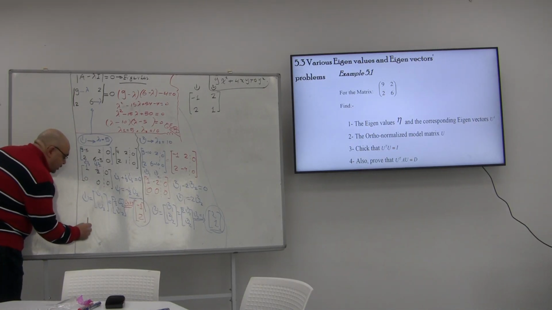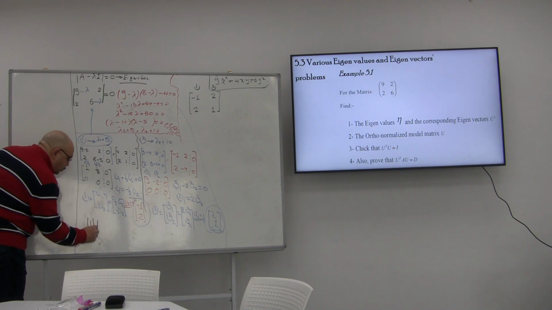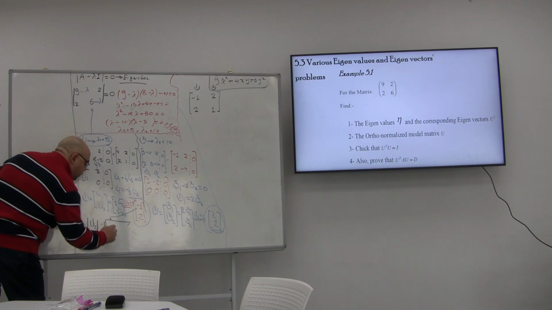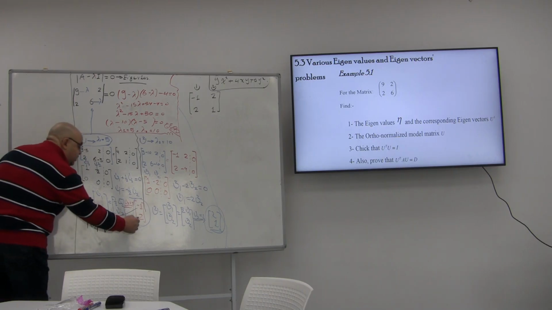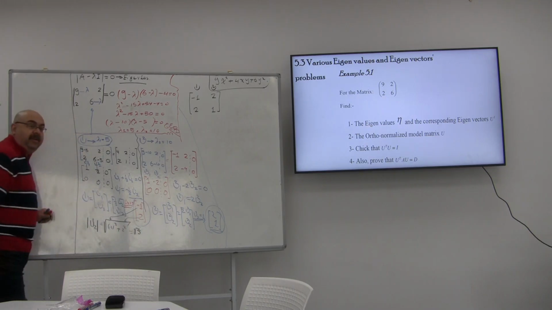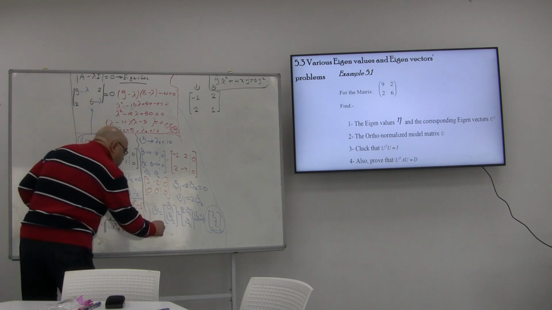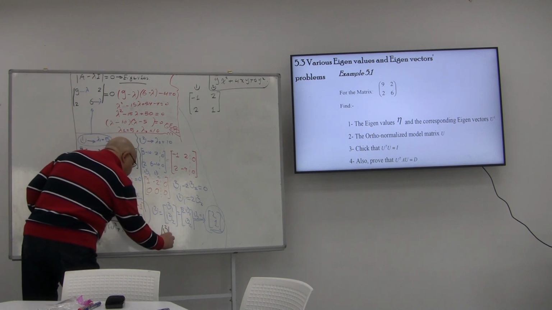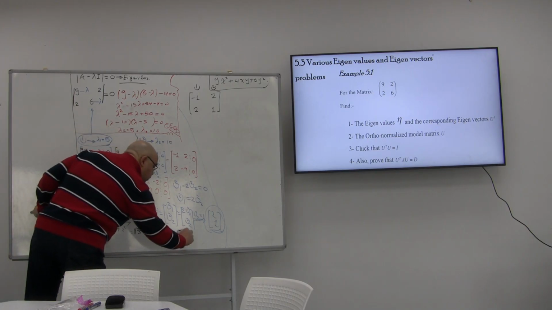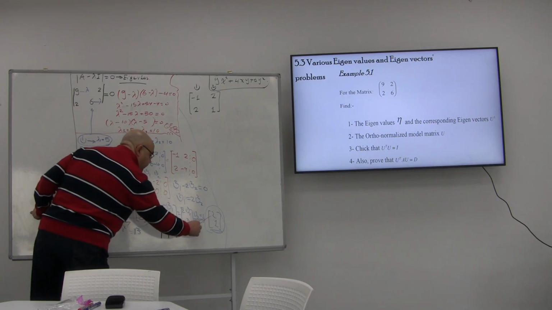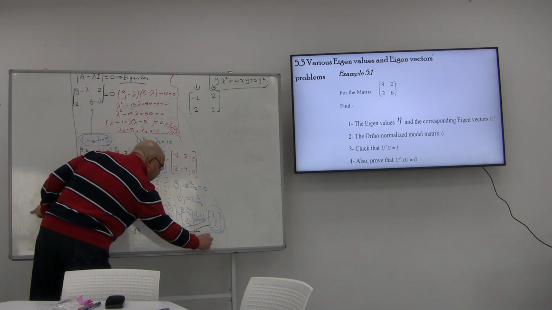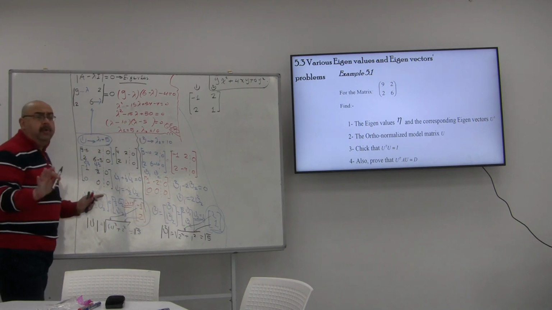Now I will need to get the magnitude of U1, which is simply the square root of the first component squared, so it's negative 1 to the power of 2, plus the second component squared, which is 2 to the power of 2, which is going to be root 5. Am I right? In a similar manner, the magnitude of U2 is going to be exactly the same. It's the square root of the first component to the power of 2 plus the second component to the power of 2, so it's going to be root 5. This is just a coincidence here.